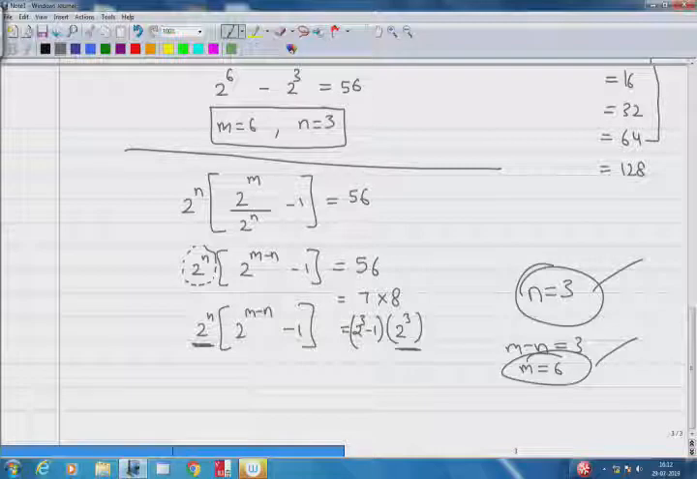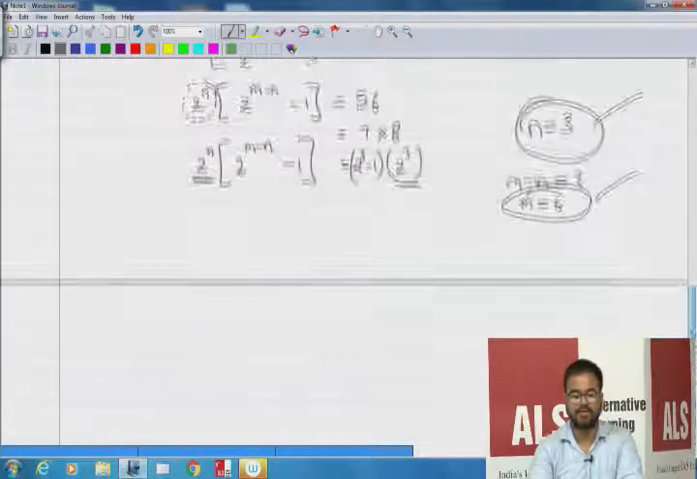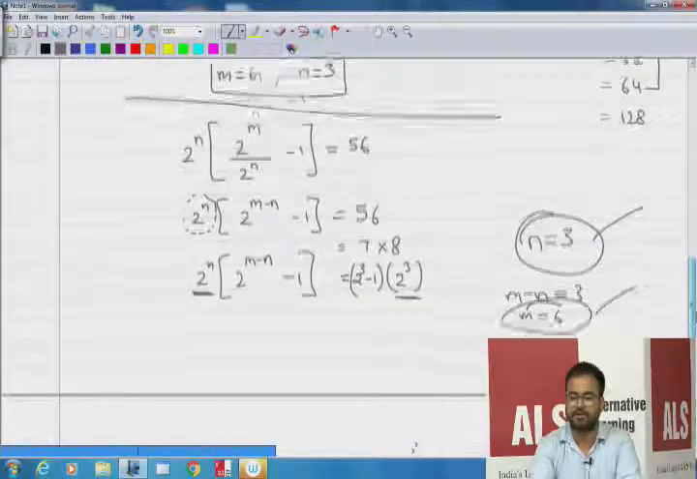Is this clear, Shillong Center? Please give your responses, whether this example is clear or not.